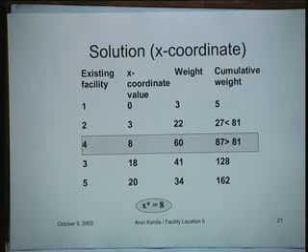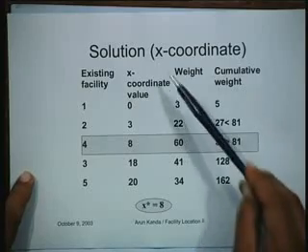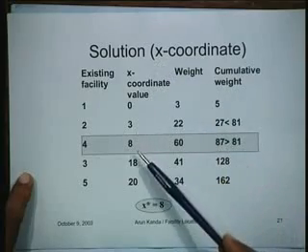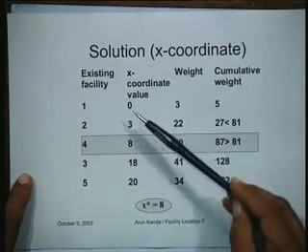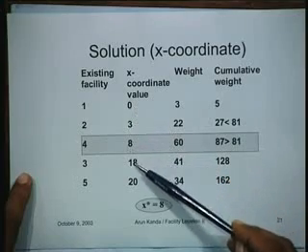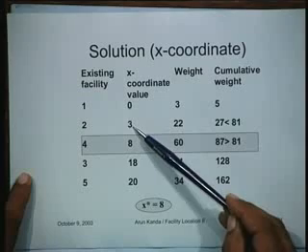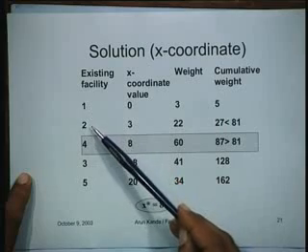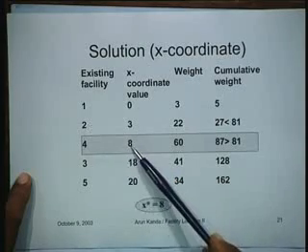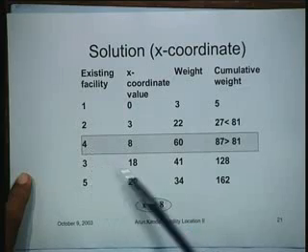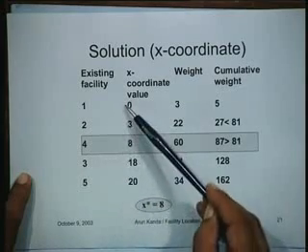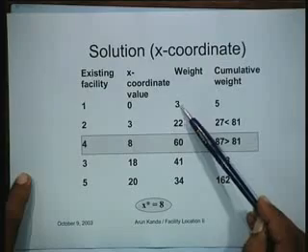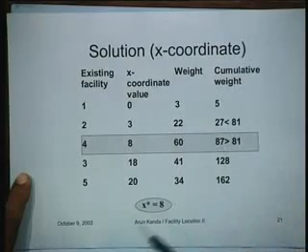As I indicated to you, we can determine the x coordinate and the y coordinate independently, and the x coordinate is nothing but a median location. This simply means that we arrange all the x coordinates in ascending order: 0, 3, 8, 18, 20, corresponding to existing facility 1, facility 2, facility 4, facility 3 and facility 5. Then we determine the weights, the number of cars that come here: 5, 22, 60, 41, 34.